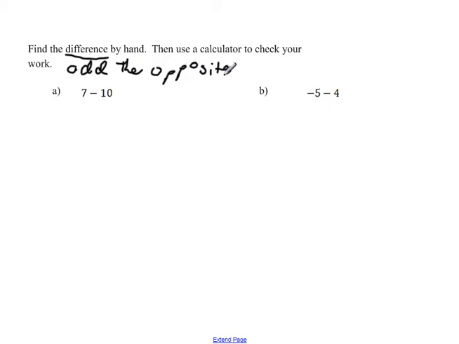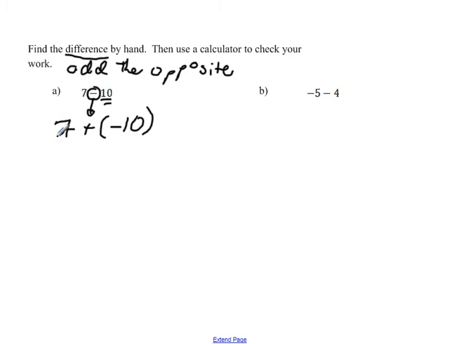Sorry about the handwriting. So in our first problem, 7 minus 10, instead of thinking subtracting, we're going to think add the opposite of whatever it was that was being subtracted. So my first number is going to stay the same. The 7 is just going to stay the 7. But now instead of subtracting, I'm going to change subtraction to addition. And I can't just make 7 minus 10 into 7 plus 10. That wouldn't make any sense. In order to make up for the fact that I changed subtraction to addition, I'm going to add the opposite of what I was subtracting. And the opposite of 10 is negative 10.